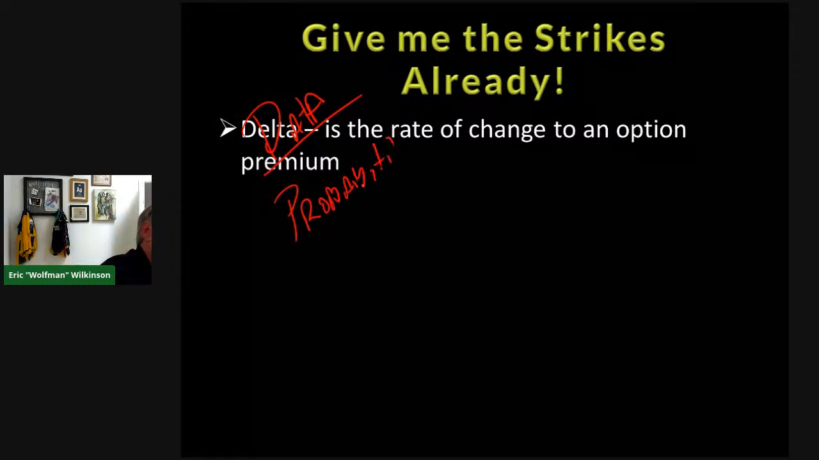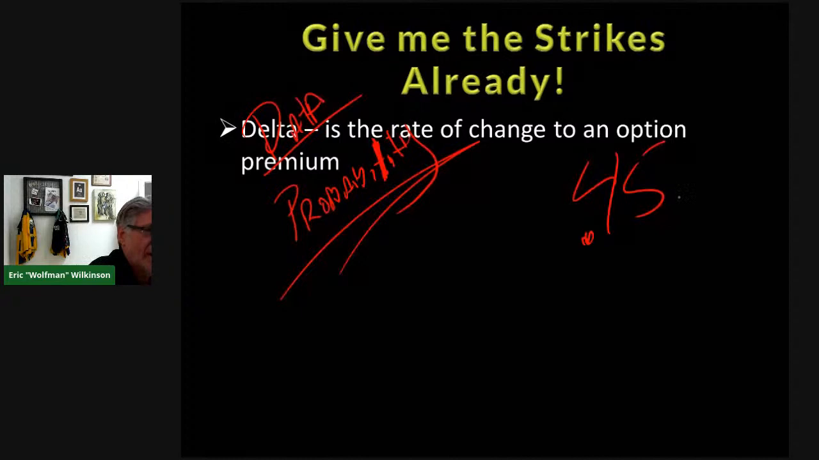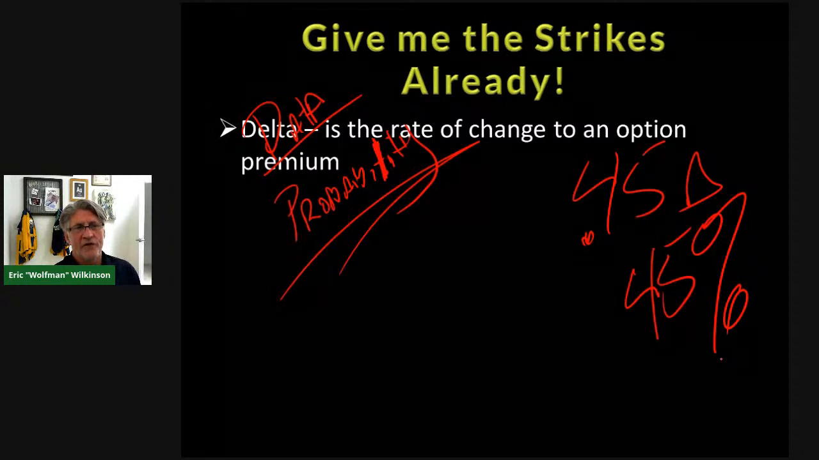Anyway, your probabilities, all right? So like a 45 delta is just 45% chance of being in the money, all right? 45 delta, every time this underlying moves up by $1, my delta would affect my premiums by that amount. But more importantly, delta tells us probabilities of being in the money, all right, by 1 penny at expiration.